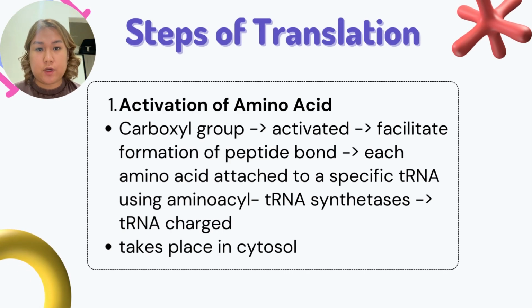The steps of translation: the first one is the activation of amino acids. The carboxyl group is activated, which then facilitates formation of the peptide bond, and then each amino acid is attached to a specific tRNA using the enzyme tRNA synthetase, and then the tRNA is charged. It takes place in the cytosol.